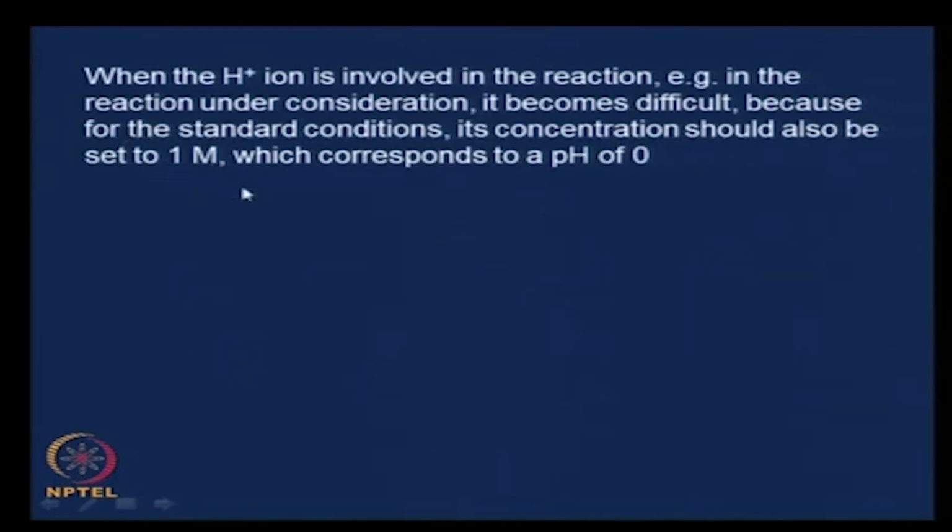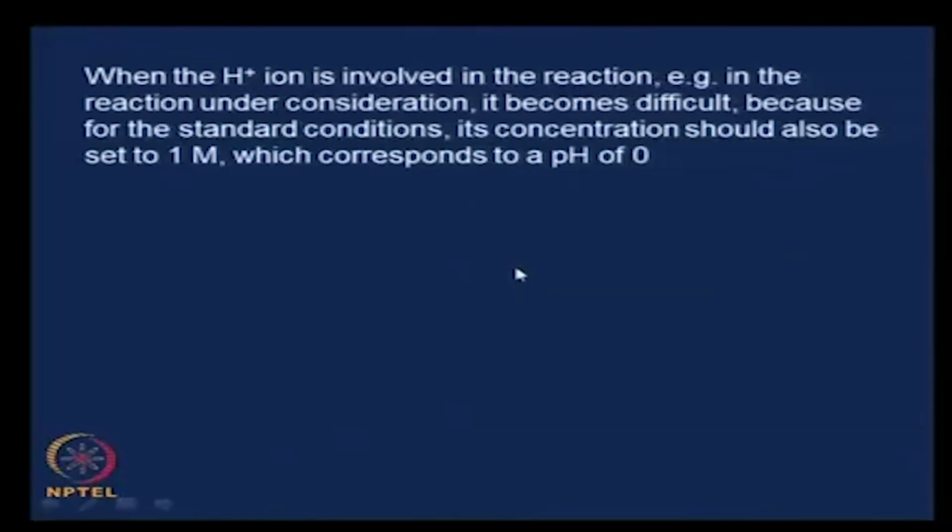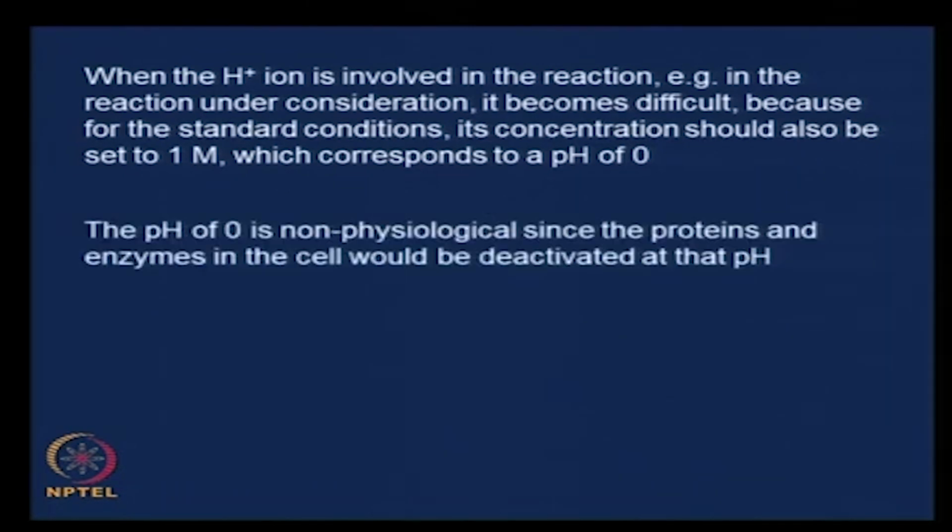And what happens when you set the concentration of hydrogen ions to 1 molar? The pH, which is nothing but the negative log of the hydrogen ion concentration as a first approximation, turns out to be 0. So the cell is completely gone at a pH of 0, because the cell typically works at a pH of 7 or around 7. And the pH of 0 is non-physiological, since the proteins and the enzymes in the cell would certainly be deactivated at that pH.